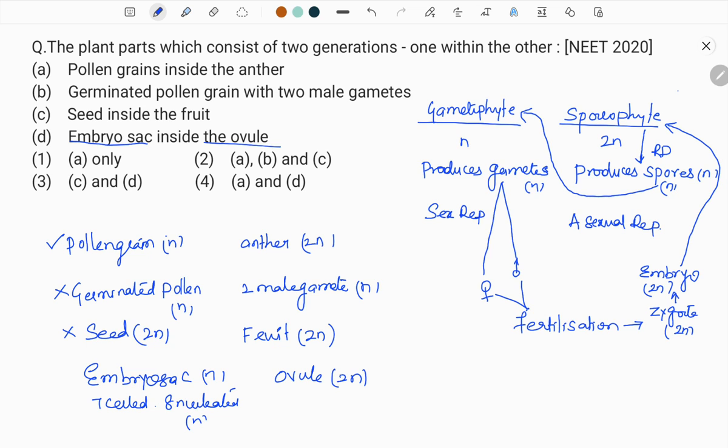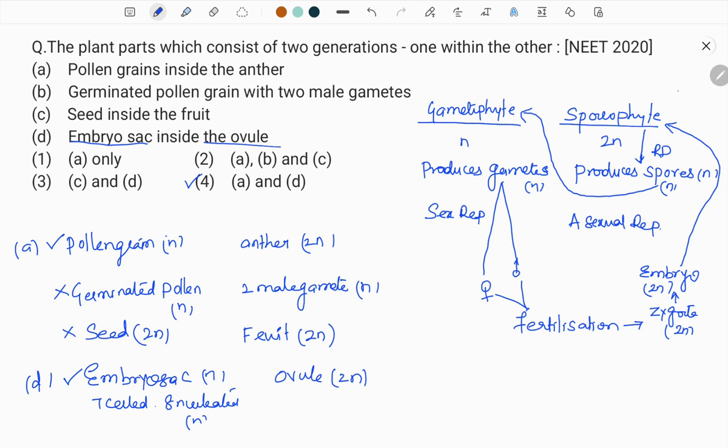So ovule is also diploid. So you see here embryo sac which is haploid present in diploid ovule. So this also suits one generation within another generation. So here A and D both are suitable for the question here. A and D, not B, it is D. A and D both are here suitable. So option is here, fourth option.